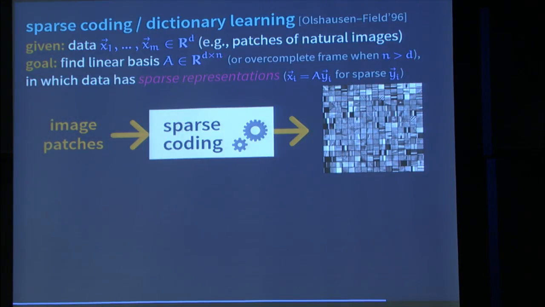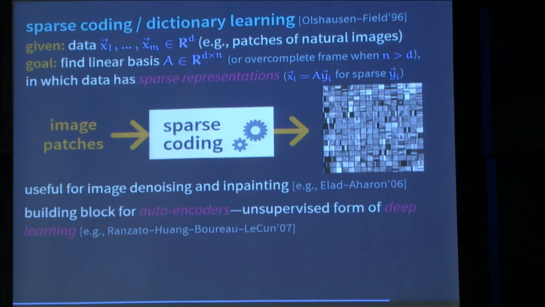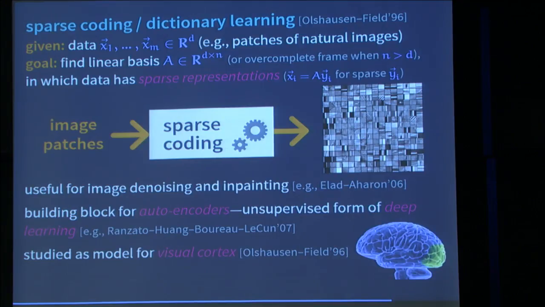Now the algorithmic question is, given some set of images, can we find this kind of basis where they have a sparse representation? It has lots of applications in image processing. There's some connection to deep learning. And originally, it was proposed as a model for the visual cortex. So that's sort of the idea of what happens when we process images in our brain.